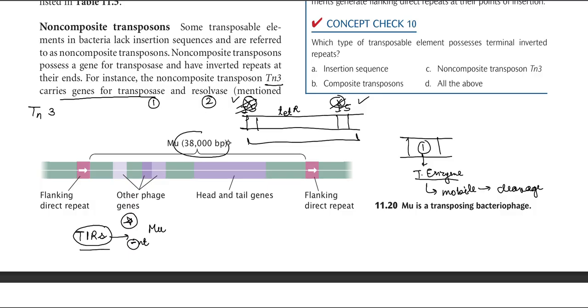The whole of it is of 38,000 base pairs. There are flanking direct repeats which have to be compulsorily present. Then there are head and tail genes which code for the head and tail of the bacteriophage, and also then there are the other phage genes. So this is all about the transposable elements in bacteria. In the next class, we'll talk about the transposable elements in maize.